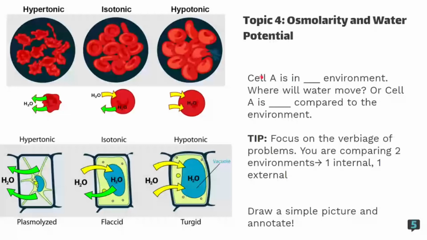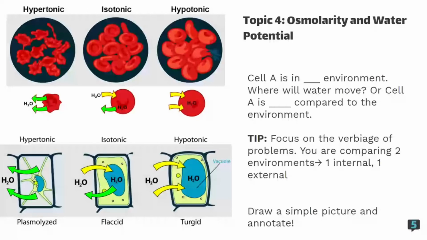Is it in a hypertonic environment, hypotonic or iso? And then ask yourself, where's water going to move? Or you can look at it in a different way. Cell A is hypotonic compared to the environment, or hypertonic compared to the environment. Where will water move? So give yourself practice problems here. Draw diagrams if you have to, but just throw it out there and be like, hey, it's going to be in this environment.